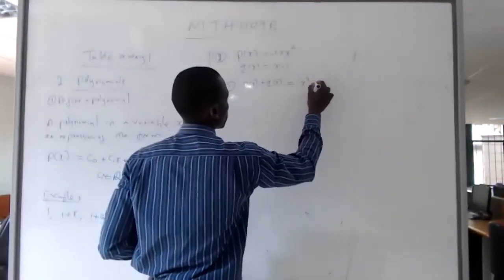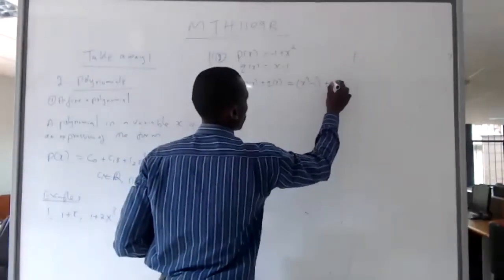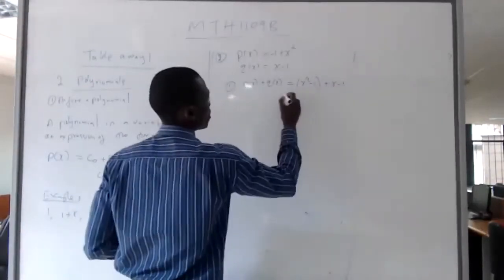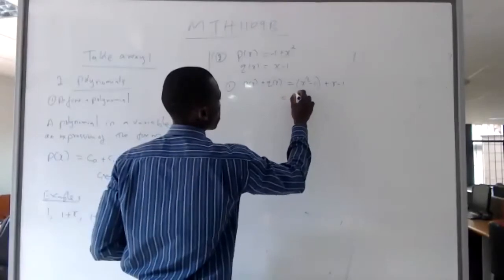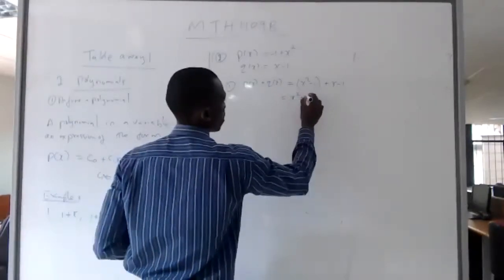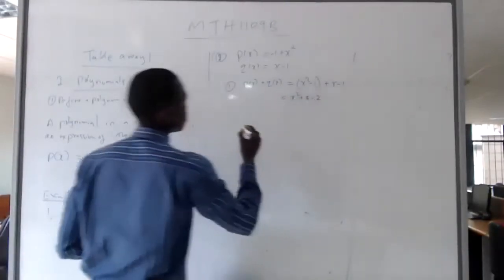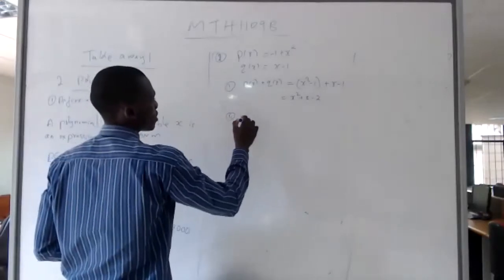So x squared minus 1 plus x minus 1. Just collect like terms. So this is x squared plus x minus 2. Subtraction.